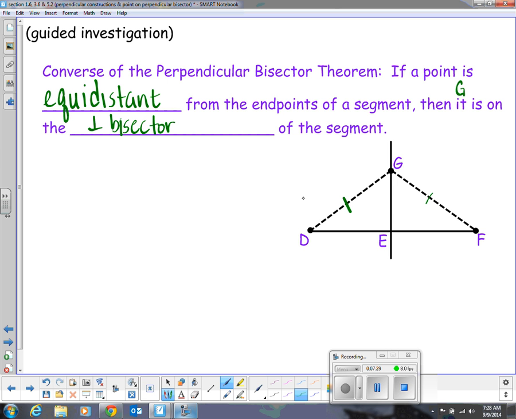So right now, with the picture drawn, you do not know if you have right angles. You do not know if DE equals EF. All we know is that the distance from G to D and the distance from G to F are congruent. If we know that, then we can conclude that we have a perpendicular bisector. And the fact that it is a perpendicular bisector tells us now what about this angle? What do we know about that angle?